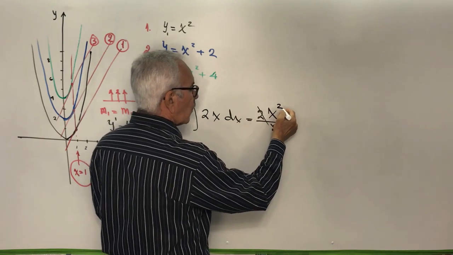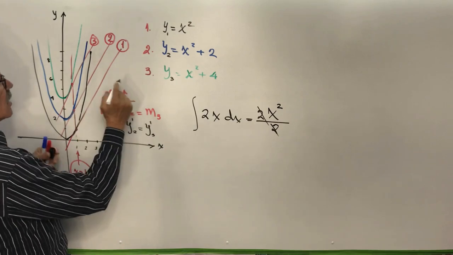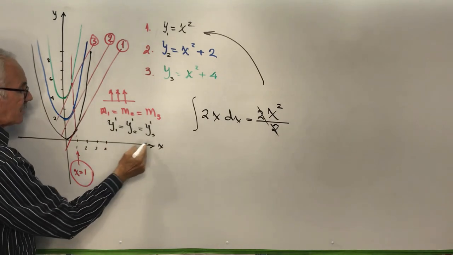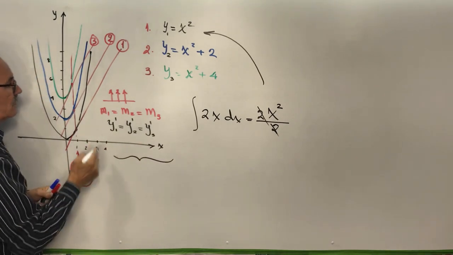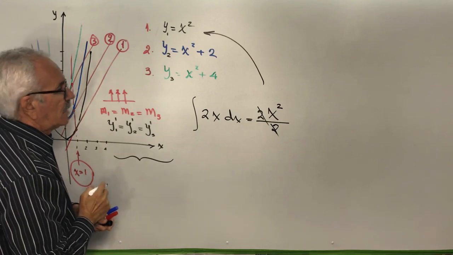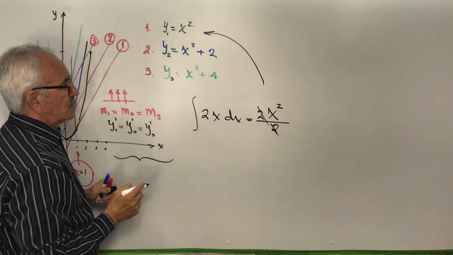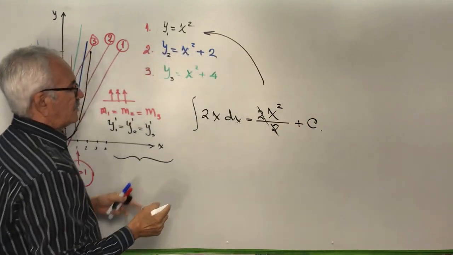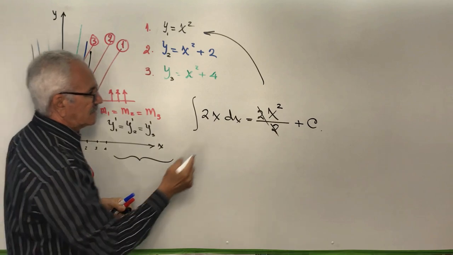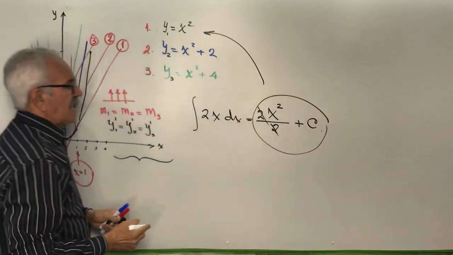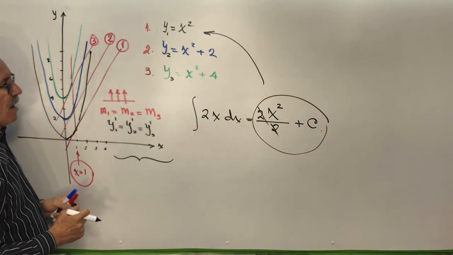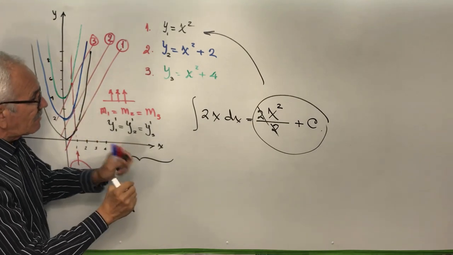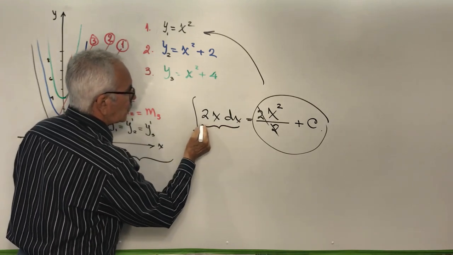But x squared is only the black color function. And we have the same derivative in these three equations. So the correct solution will be plus C. Now, this equation represents the real value of the equation of the function whose derivative is that one, 2x.